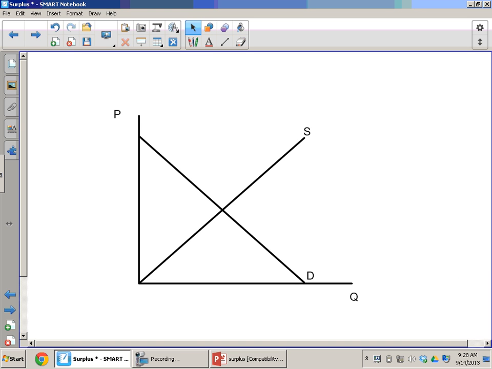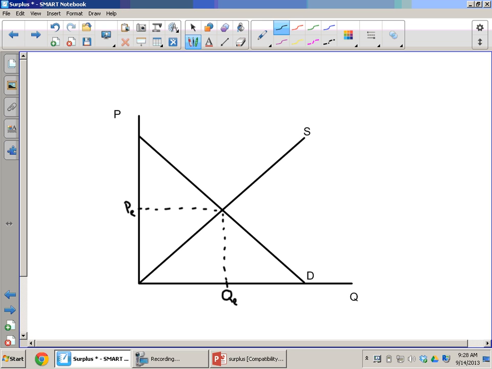Take a more extended look at total surplus and what happens at different production quantities. All right, so let's just start off by looking at this market and analyzing where we're at. We have supply and demand and an equilibrium price and quantity. So here's our equilibrium quantity. This is the equilibrium price.